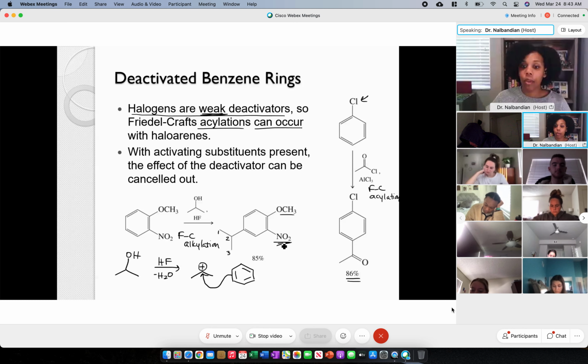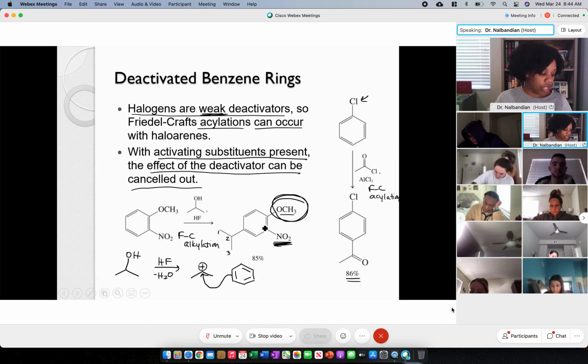And then here, look, we have a nitro. We said we don't want to have the nitro on there first, but we have this strong activator there. And so when we have an activating substituent present, the effect of the deactivator can be canceled out. So that's what we're looking at down below.